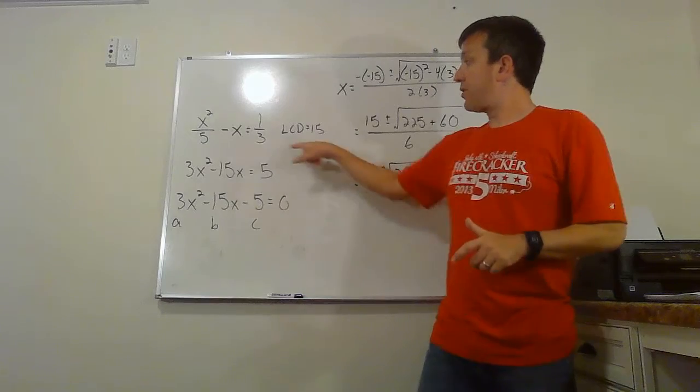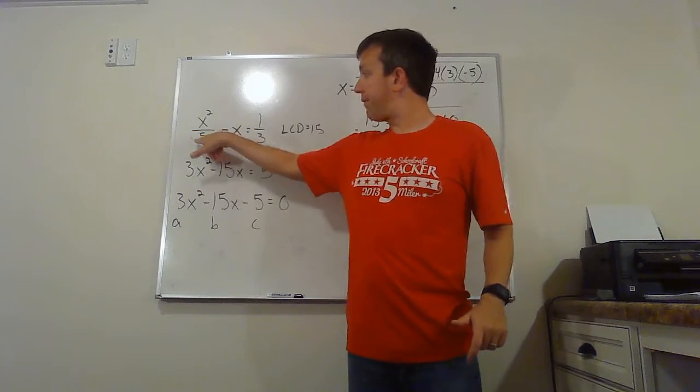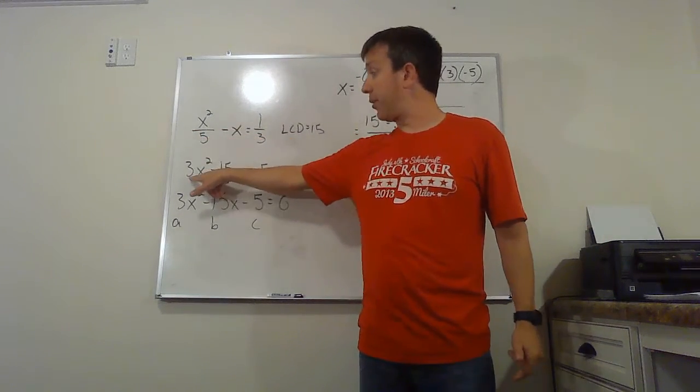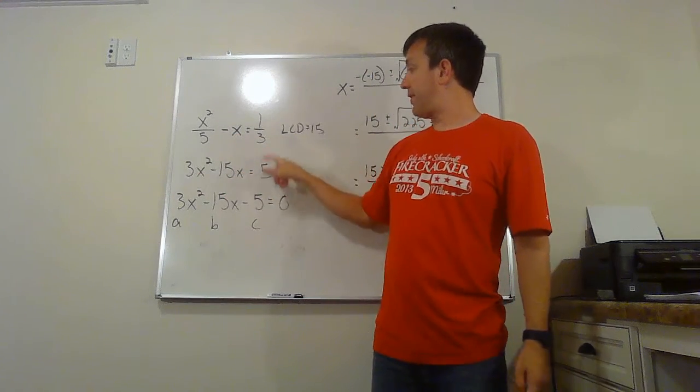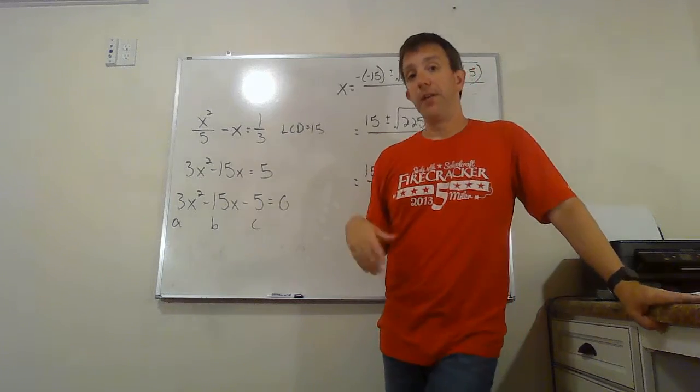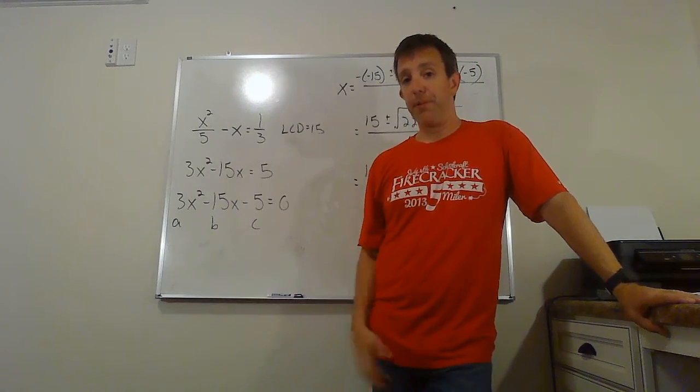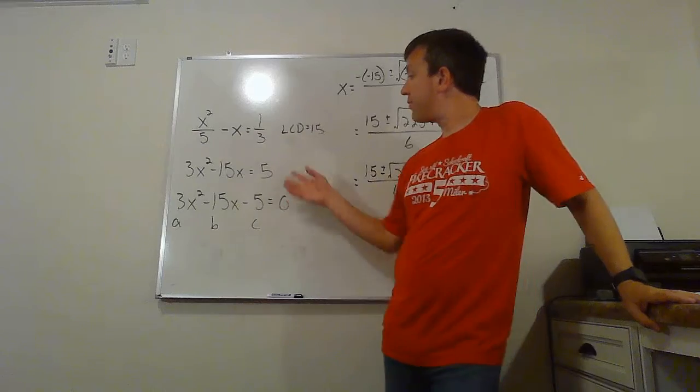15. So if I multiply each piece by 15, for the first one, the 5 is going to reduce that and leave me with a 3. 15 times negative x is just negative 15x. And 15 times 1/3 leaves me with a 5. You can go back and check out all the multiplying there with fractions if you want. So that gets me here.